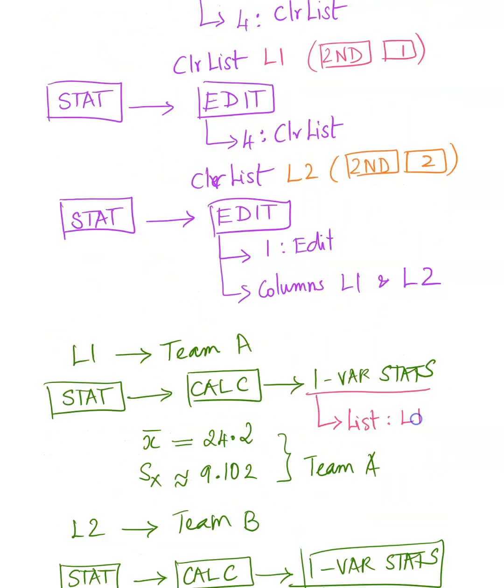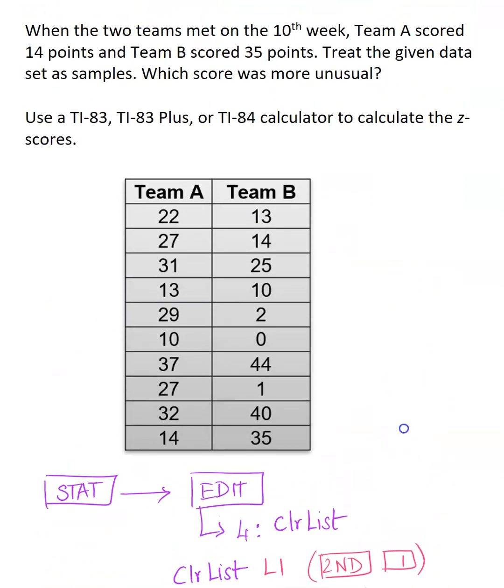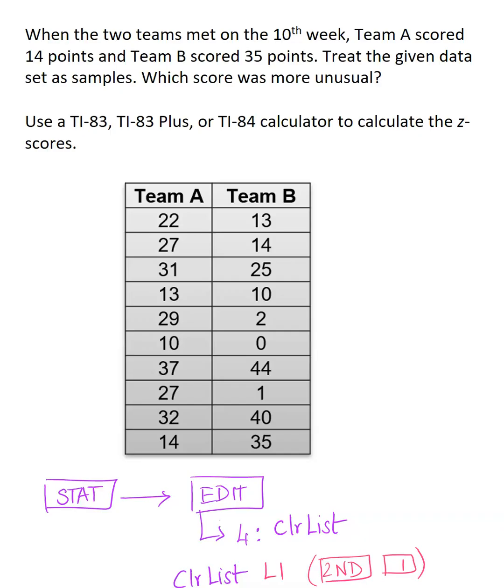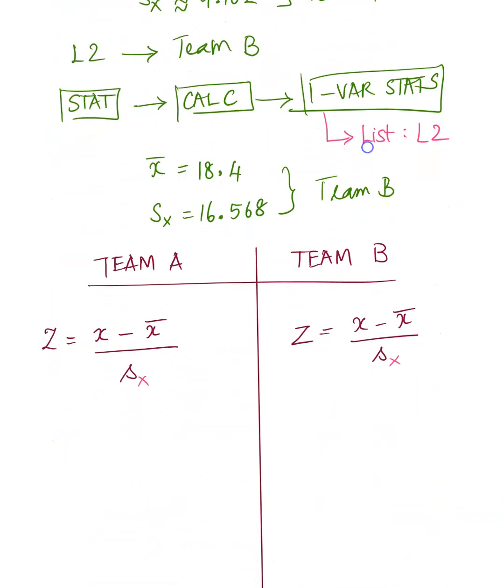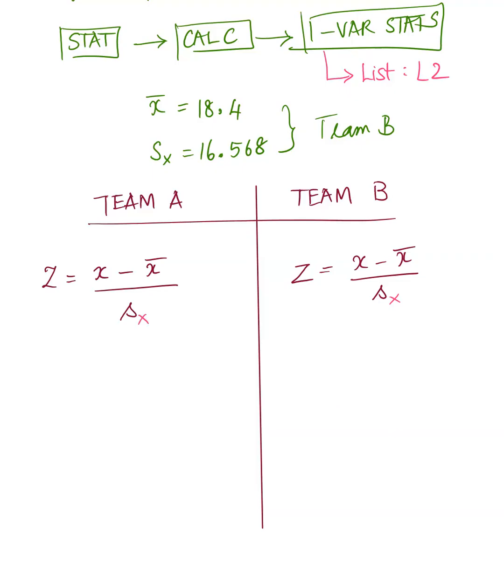So let's go to team A. So in the 10th week, team A scored 14 points. So your X here is 14 points because that is the specific value they've given us. And for team B, it will be 35 points. Okay? They said treat these as samples, right, in the problem. So that's why we're using Sx here. Now let's go ahead and plug the value here.